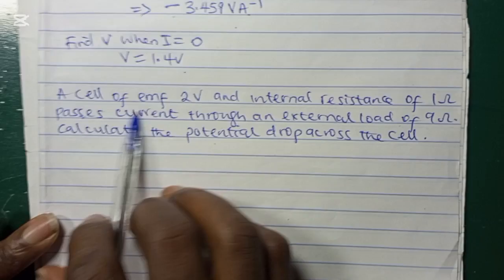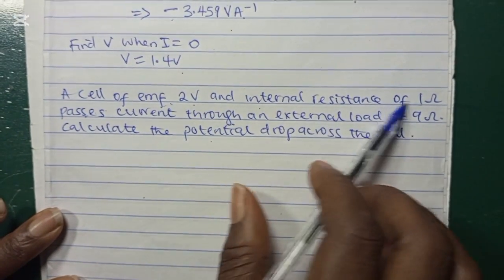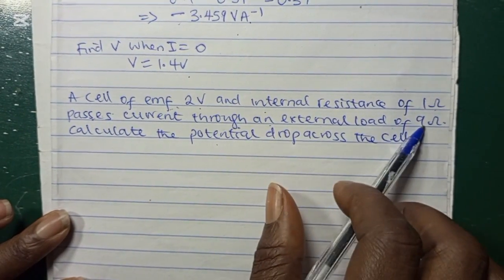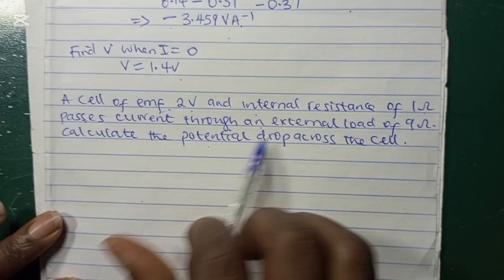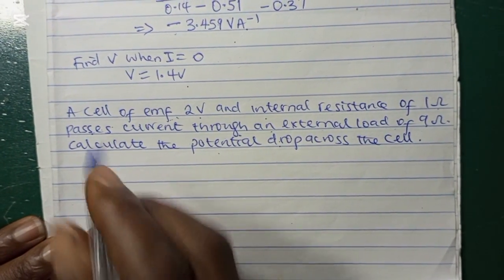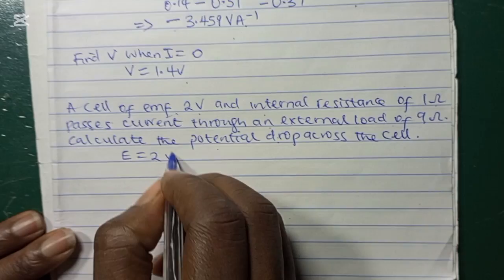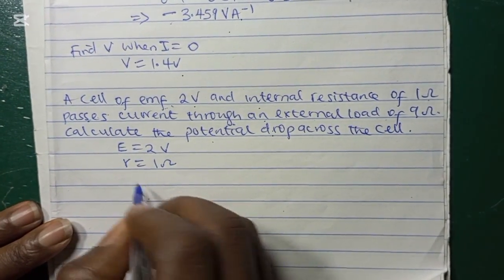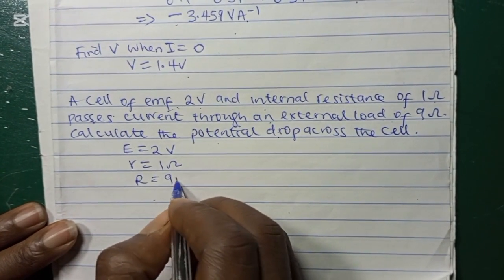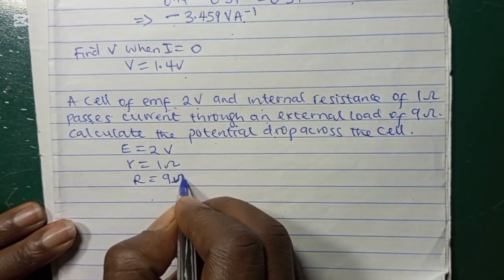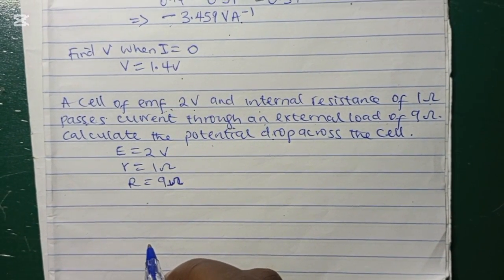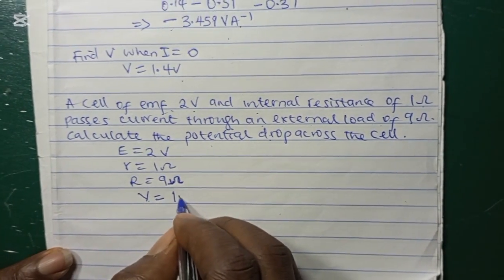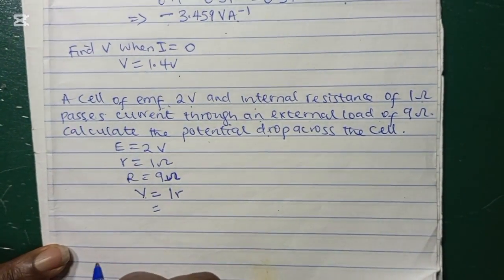So let's look at it. A cell of EMF 2 volts and internal resistance of 1 ohm passes current through an external load of 9 ohms. Calculate the PD drop, potential drop across the cell. So you must note one thing, that my EMF is given as 2 volts. My internal resistance, that is small r, is given as 1 ohm. My external load, which is big R, is given as 9 ohms. You're looking for the PD. Then the PD across this cell is said to be the lost volt, which is small v. This lost volt is equal to the current multiplied by the internal resistance. Now, we don't even have the current.